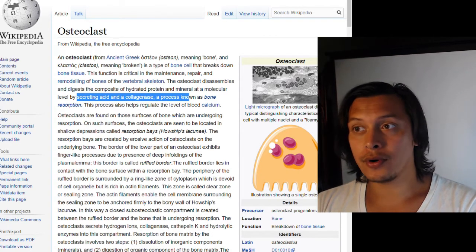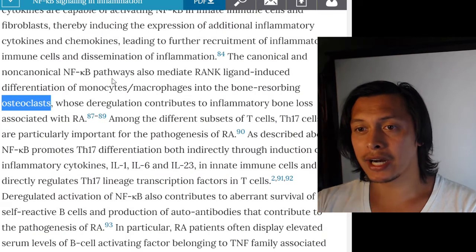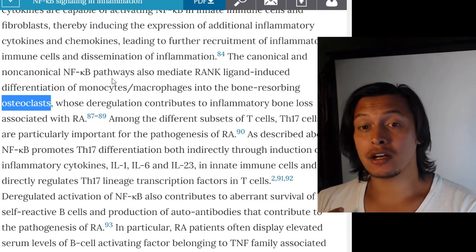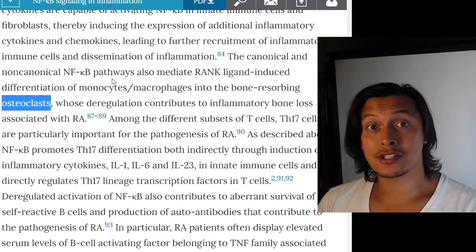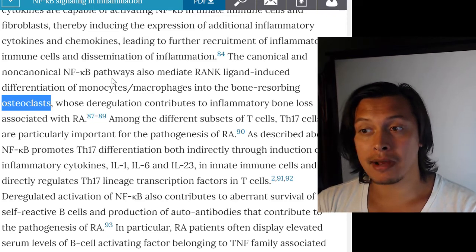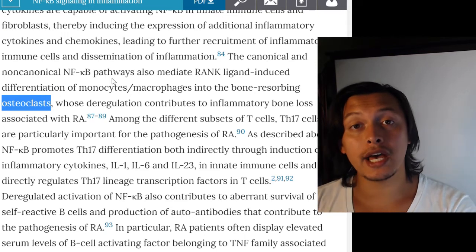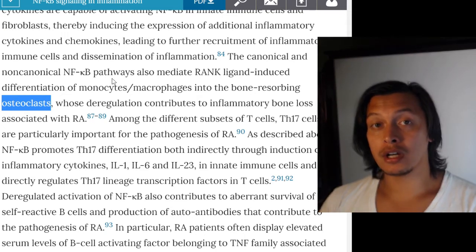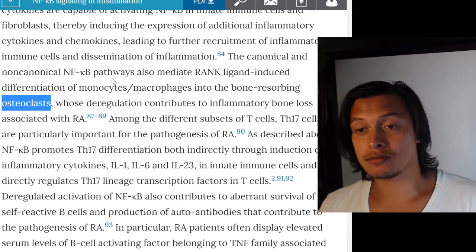So if you have a deregulated nuclear factor kappa B, you might produce too many osteoclasts, which come from the monocytes and macrophages. And if you do that, you then end up with bone mineral loss, which is no bueno.